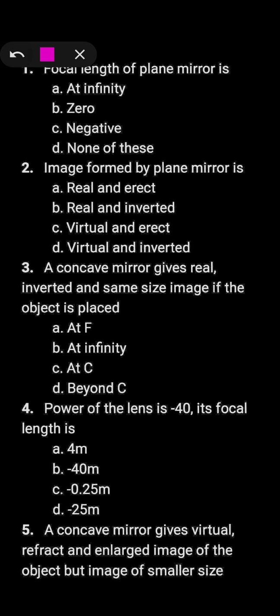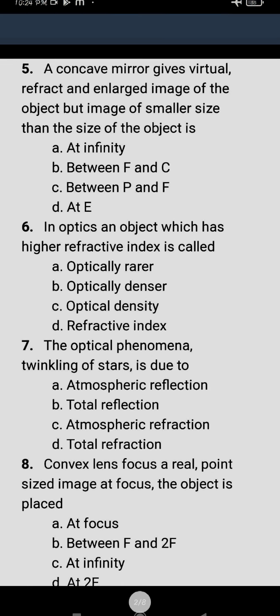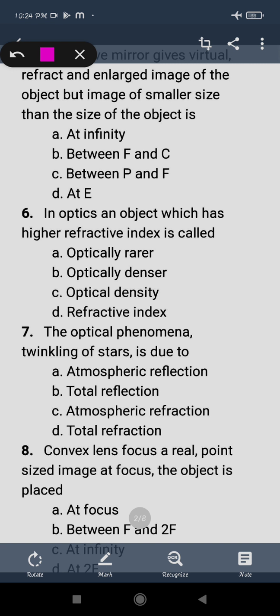Now the next question. A concave mirror gives a virtual enlarged image of the object, but here the image is of a smaller size than the object. Then where should the object be kept? Think of it once. At infinity the object will be at focus, and the size will be different. If the object is between the pole and focus, then an image of smaller size is formed than that of the object. So the answer will be pole and the focus.